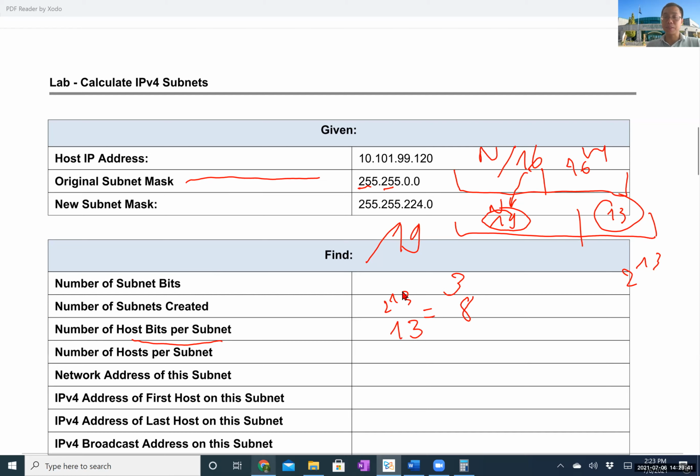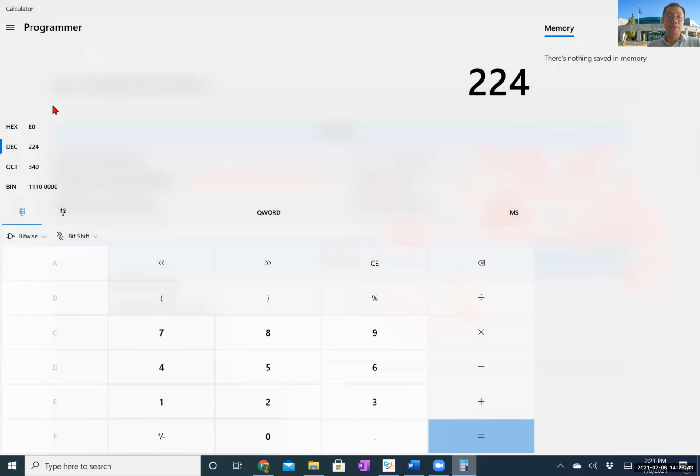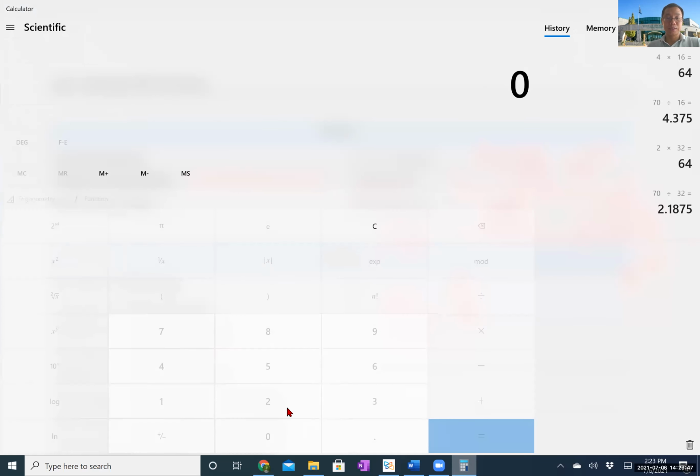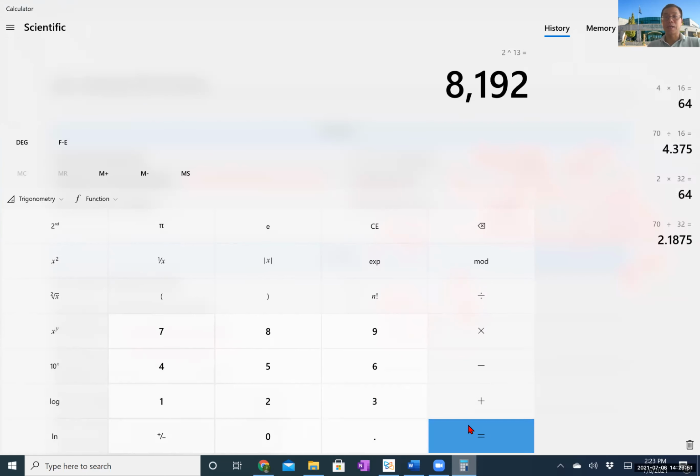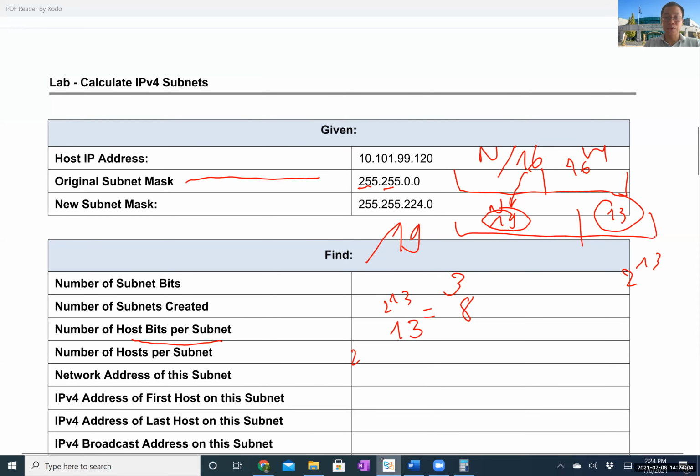You can use the calculator here. You have scientific here. You have 2 raised to the power of 13. You have 8,192, and of course you have to minus 2 here. That's why you have 8,190 usable addresses here. So we see you have 2 raised to the power of 13, minus 2, you have 8,190 here.